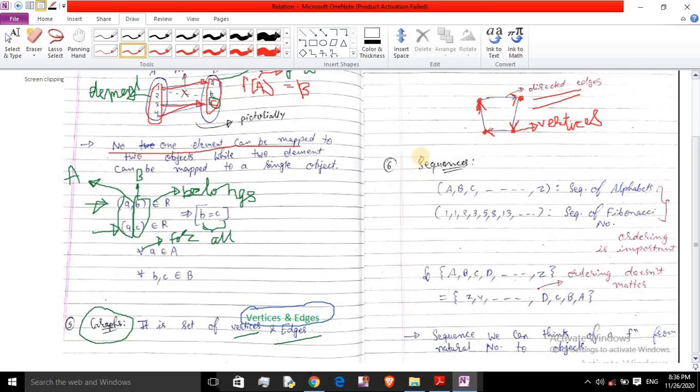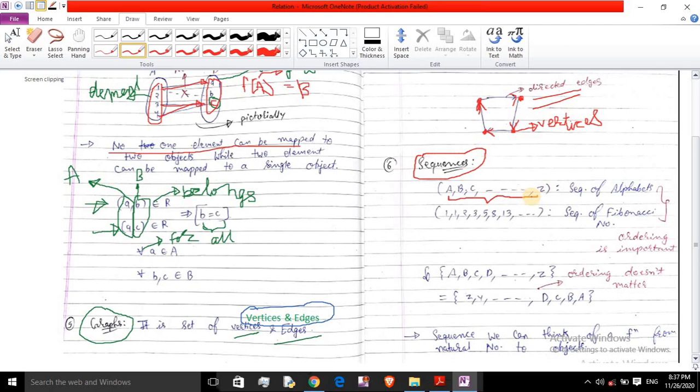Now there is another concept called a sequence. Now look at this concept, sequence, how it is different from a set. For understanding anything, we will first understand an example for better understanding. So now look at this example. We have a sequence of alphabets, uppercase alphabets A, B, C up to Z. So this is a sequence of alphabets.